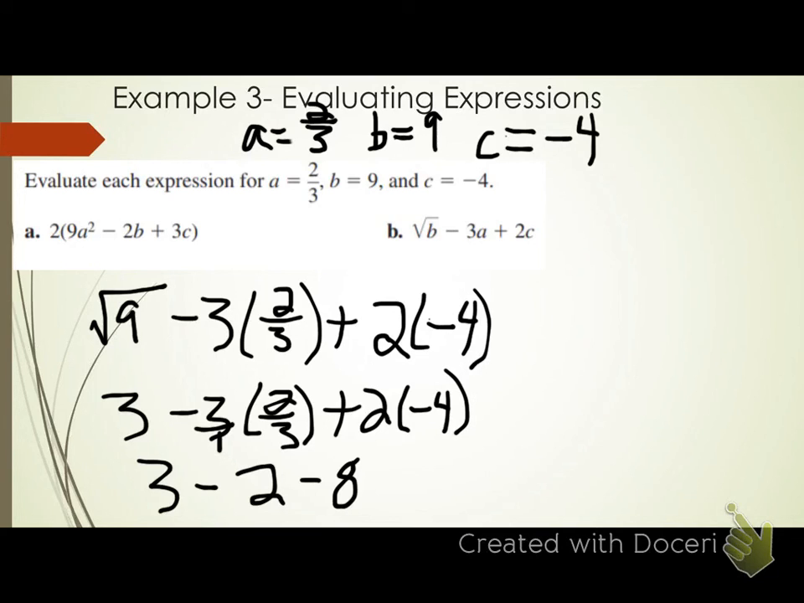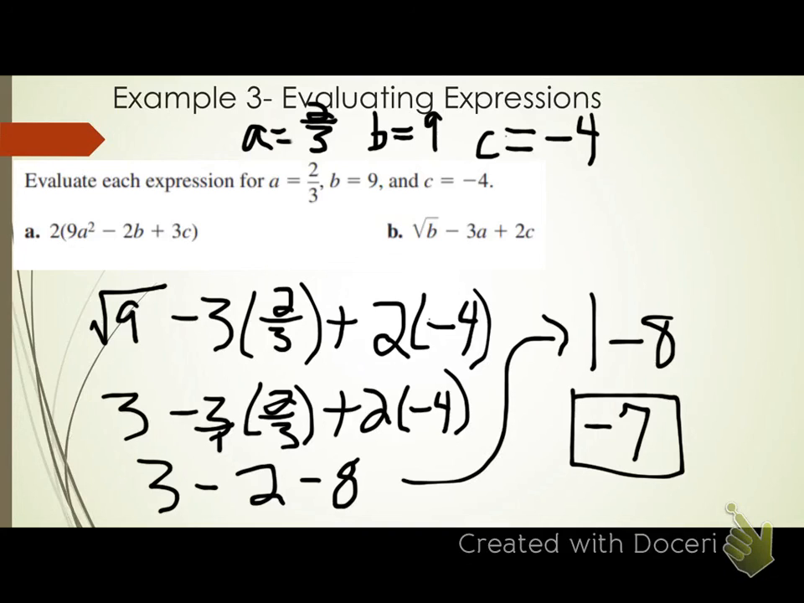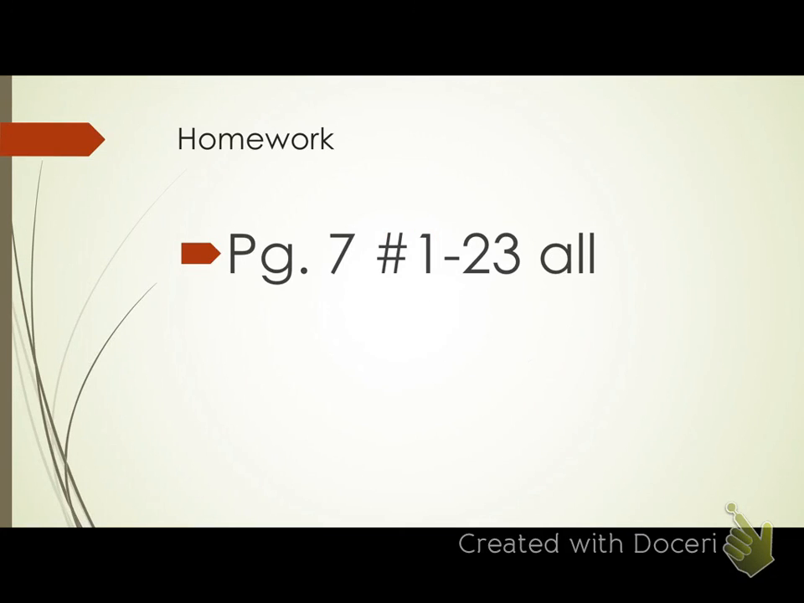Okay, what's 3 minus 2? 1. 1 minus 8? -7. So the value of my expression when A is 2/3, B is 9, C is -4, is -7. Questions on that example? Any questions about our notes we just took?